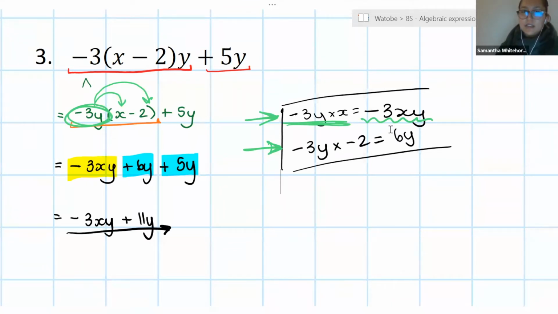Okay, I see there's lots of hands. Guys, just quickly, because I've got my eye on the chat, we write it xy because that's alphabetical. Technically, -3yx is the same thing, but we try to write our letters in alphabetical order, okay? So just bear that in mind. Okay, here's our next question.